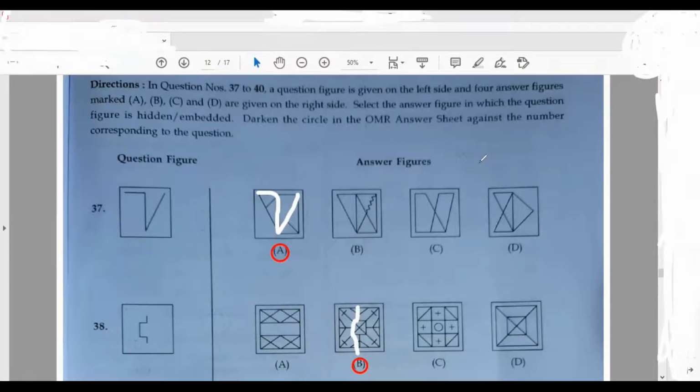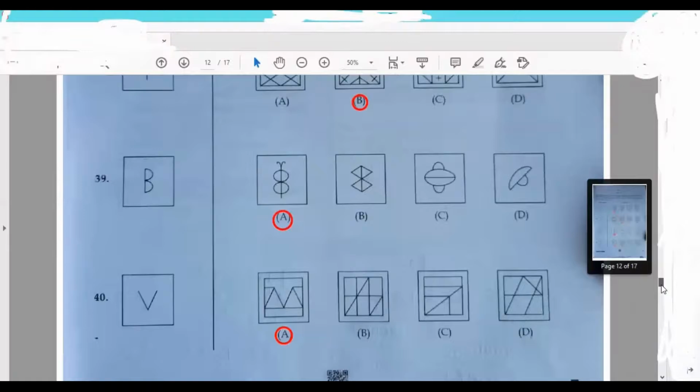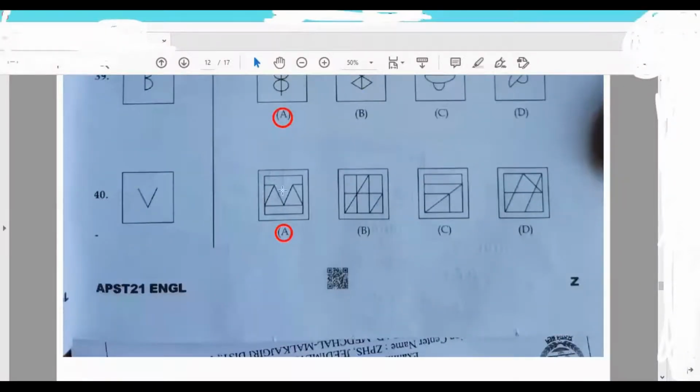So the correct answer to this question is 37th A, and 38th it is B. Similarly, you will find out for 39th, which is the embedded, hidden part. For 39th, it is B, and for 40th, it is A again. You can see it is B. This is the hidden pattern. So this was the first mental ability part.